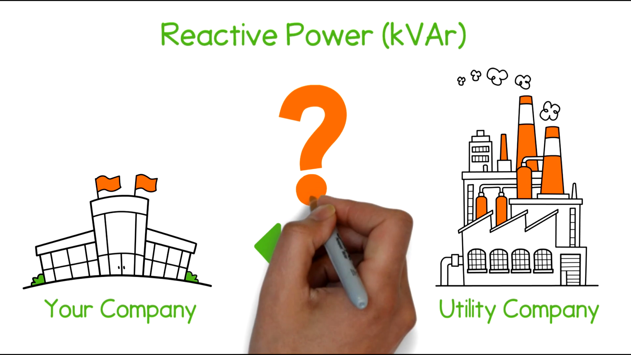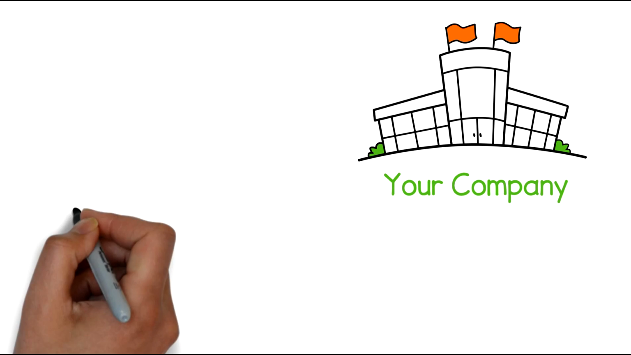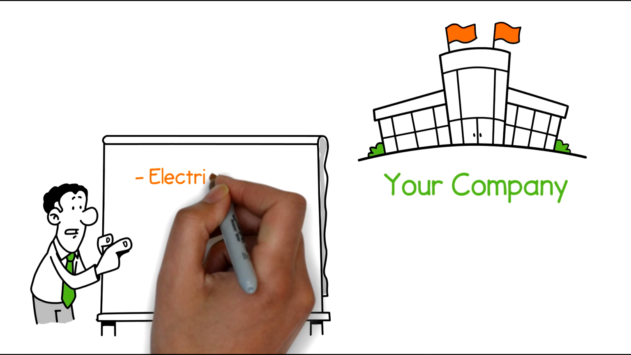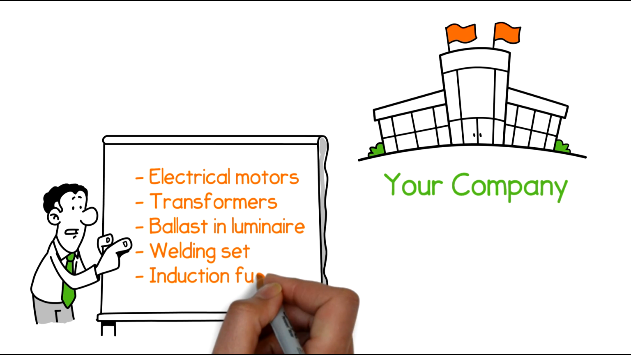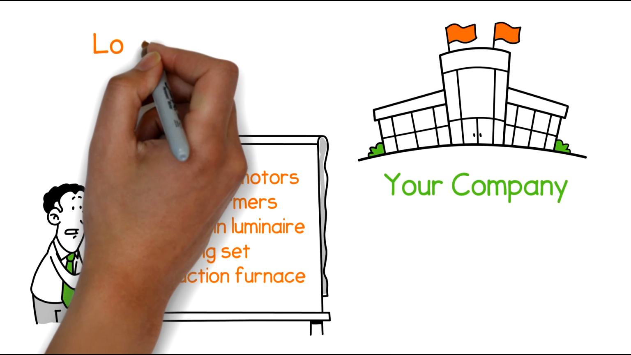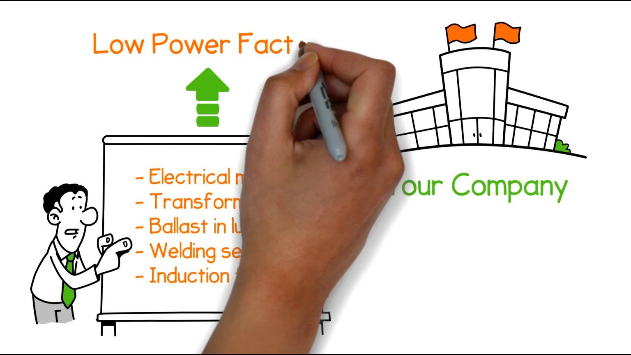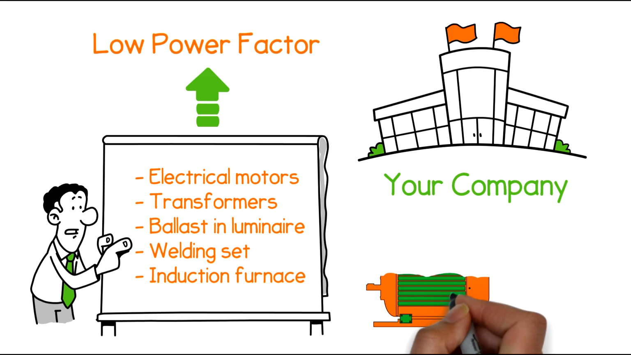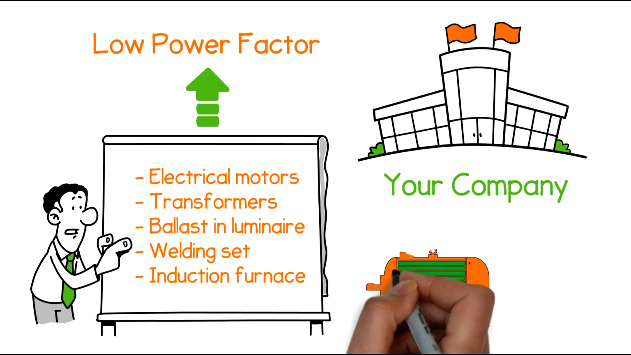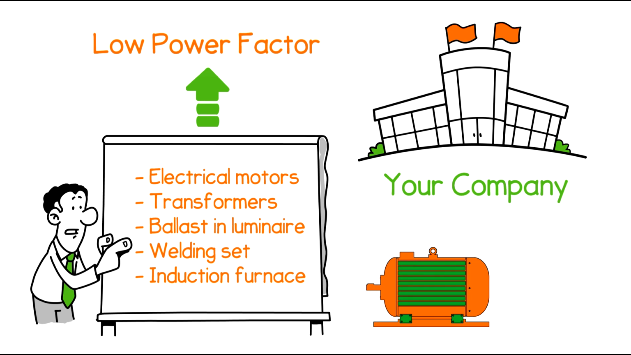Why would I have non-working power? Inductive power equipment such as electrical motors, transformers, a ballast in a luminaire, a welding set or an induction furnace are just some of the equipment that will cause your facility to run with a low power factor. Nearly every site, no matter what your industry, will have a poor power factor, and if you have a KVA demand component on your bill, you will be penalised for having a poor power factor.